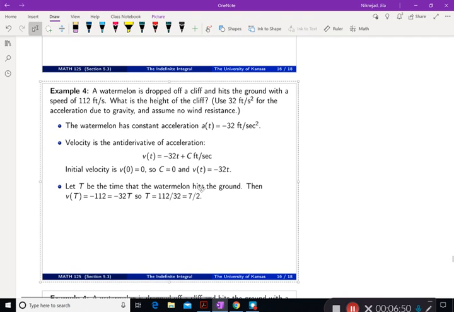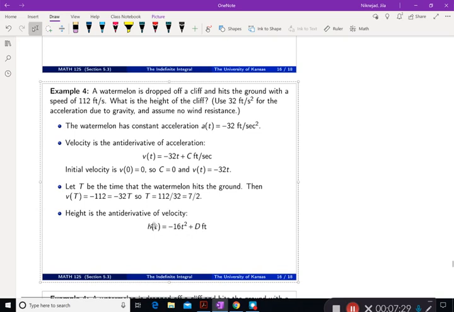So v of t, the velocity function, is downward, so it's -112 equal to -32t, and so t is going to be equal to 7/2. Now take the antiderivative of v of t equal to -32t right here, and find the height h of t to be -16t squared plus d. Now, this d is a constant.